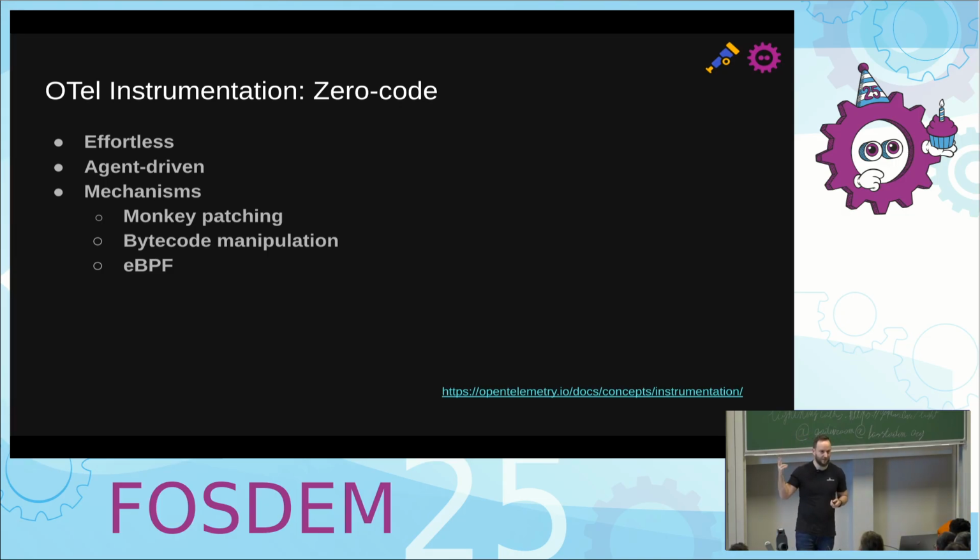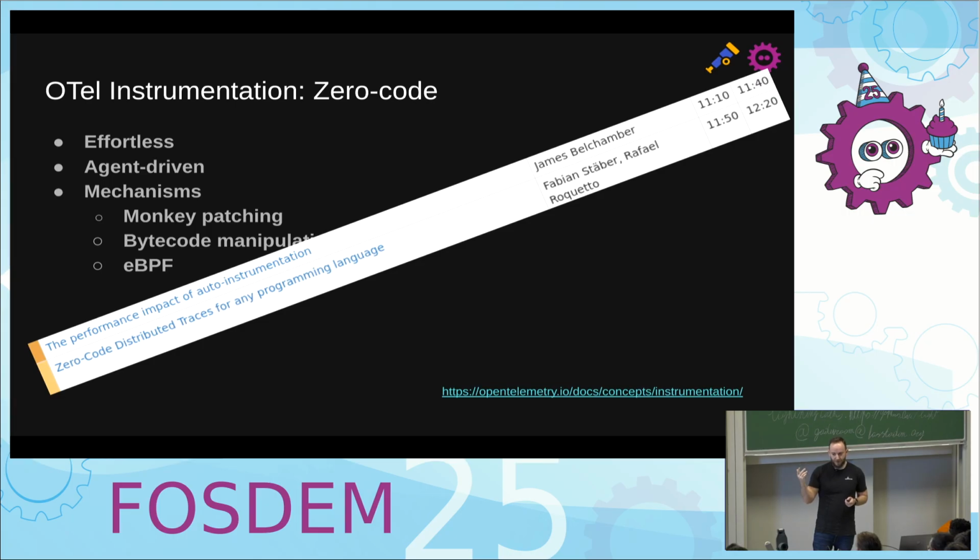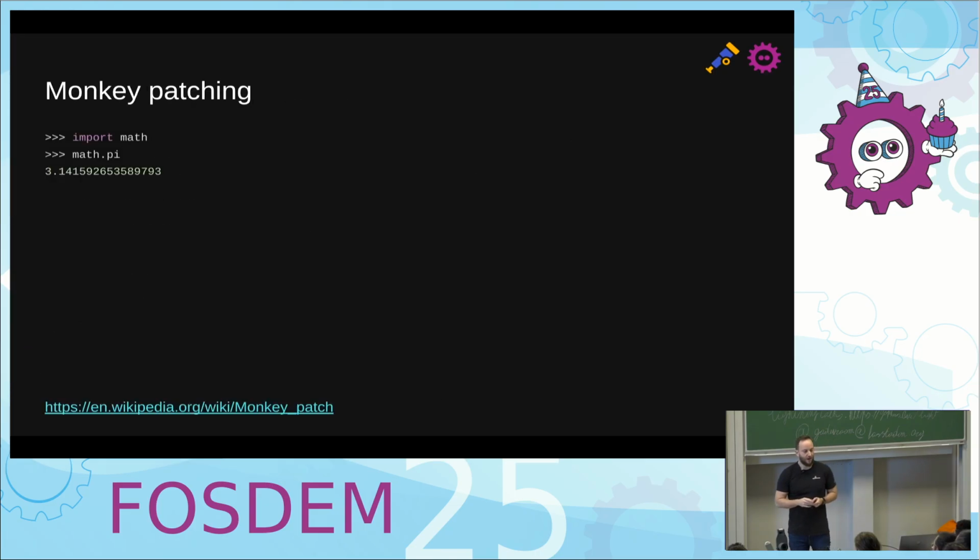It's done in 3 different mechanisms mostly, which is monkey patching or bytecode manipulation if we are talking about Java, or eBPF, right? Like I'm calling the kernel, there is an event in the kernel, and then I say, haha, you want to send a message, then I produce this metric or this span. But there are 2 super interesting talks later today about these topics, so I will let them talk more about that. I will be focused more on manual instrumentation.